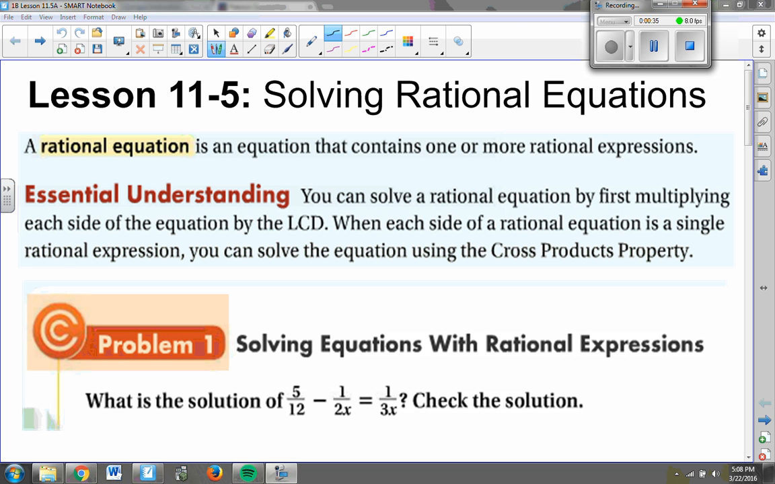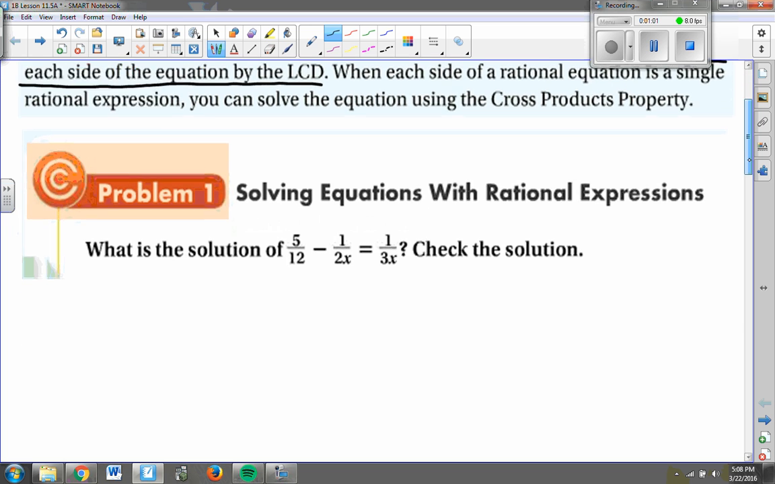Okay? The first step when we are going to solve a rational equation is to multiply each side of the equation by the least common denominator. Our goal with that is to eliminate all of our fractions. We don't want any fractions involved, so we're going to multiply by the least common denominator to get rid of all of those fractions. And here's what that's going to look like.